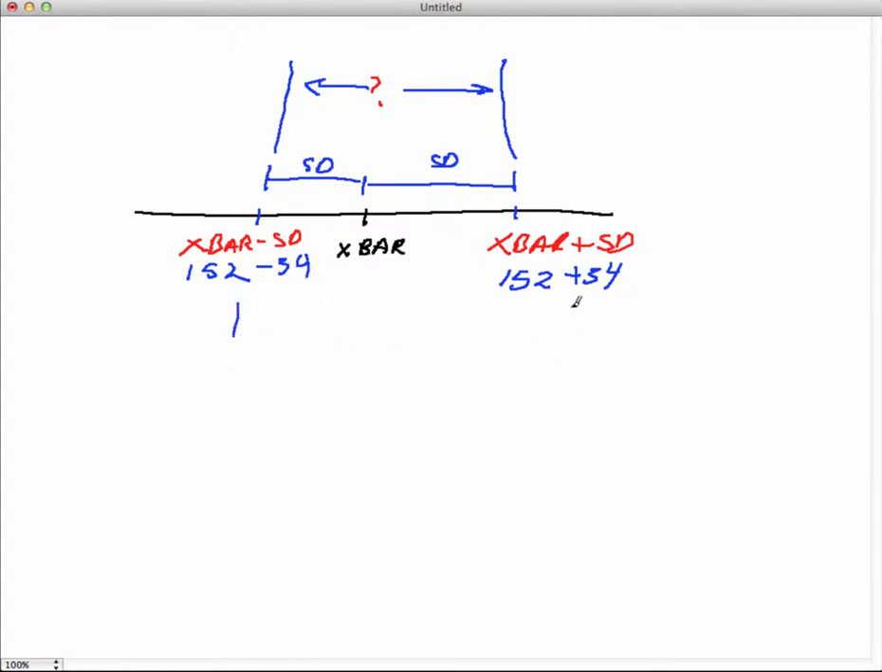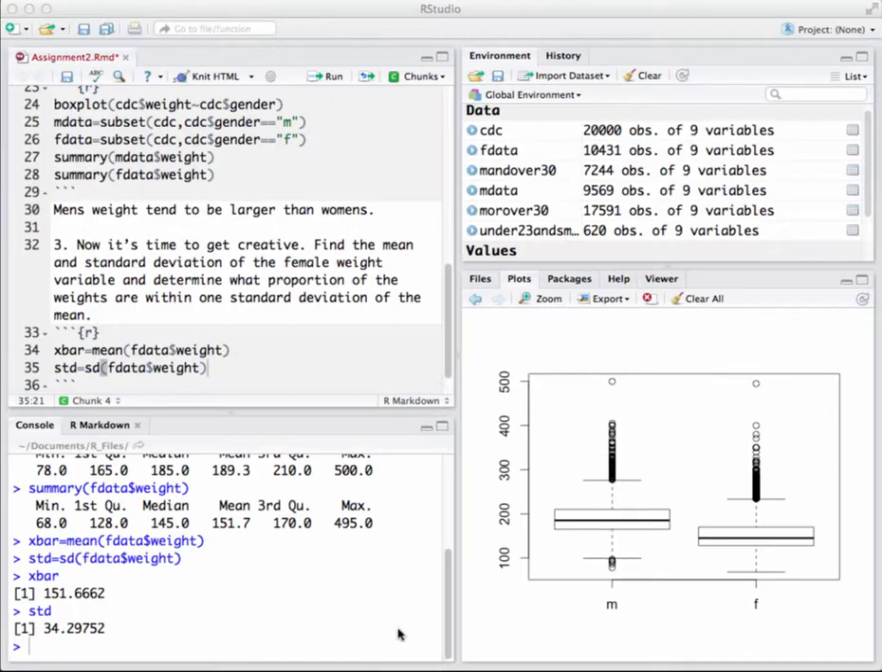And so those endpoints right here, what I'm going to do is find out what numbers fall in that interval. And whatever numbers fall in that interval, I'll count how many of them are in there, and I'll be able to tell you what the proportion is going to be. Okay? All right, so let's go back into RStudio and let's do that. Here we go. Back into RStudio again. Alrighty then. So how do we actually do that?